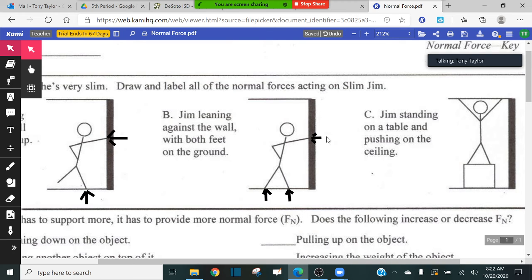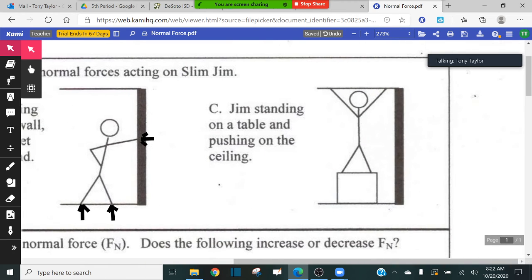Looking at this illustration here. Now, in this case, Jim is standing on a table and he's pushing on the ceiling like this. So how many normal forces do we have acting on Jim? Well, if you notice, there's four surfaces of contact here. There's a contact with this surface, this surface, this surface, and this surface. That means there should be four normal forces acting on Jim.